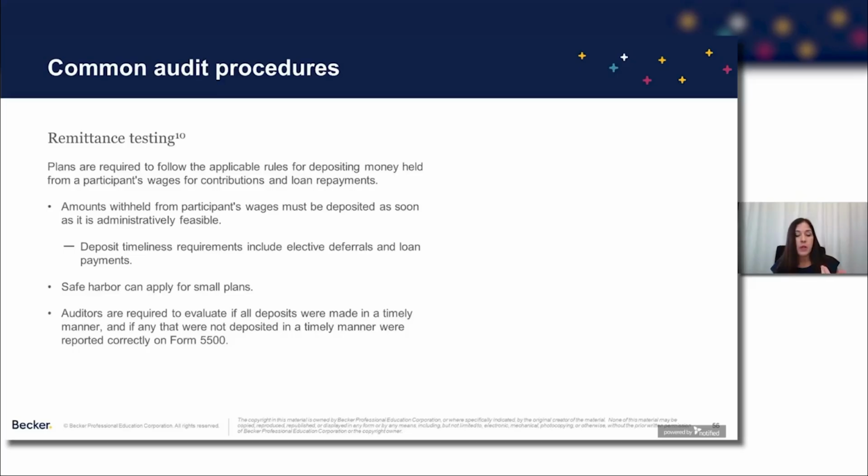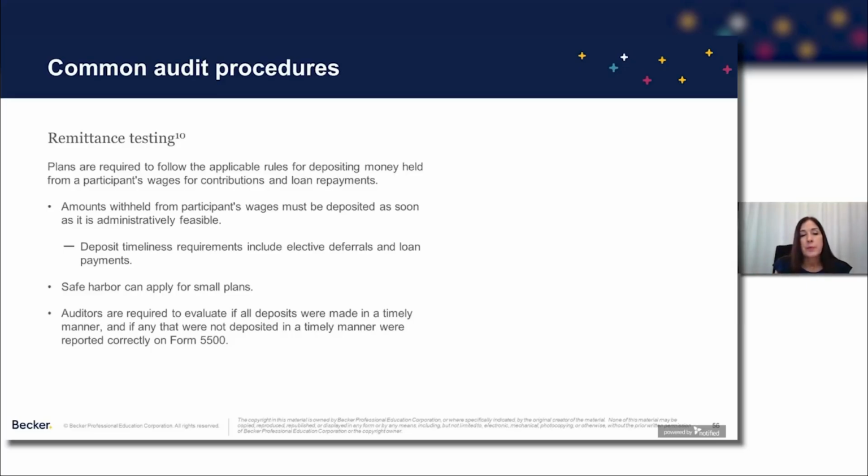It would have to be reported on the schedule of delinquent contributions. The plan sponsor would have to pay and make up the lost earnings, and they would have to pay excise tax because it's a prohibited transaction. Now, small plans do have a safe harbor for the remittances. Small plans only have 7 days. Large plans do not have a safe harbor.